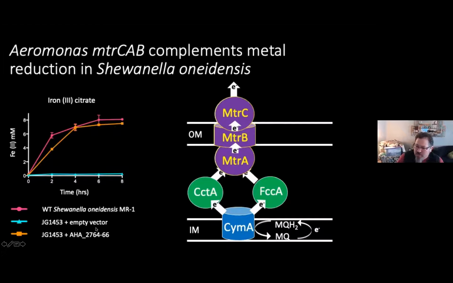And then when we put back this cluster, MtrC, MtrA, and MtrB from Aeromonas, we restore that iron reduction activity. So we know that these Aeromonas components can replace the Shewanella components here too. And when we do that, it goes just as fast as wild type, right? Or almost as fast, pretty fast.